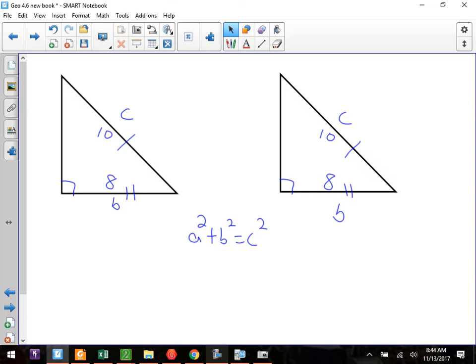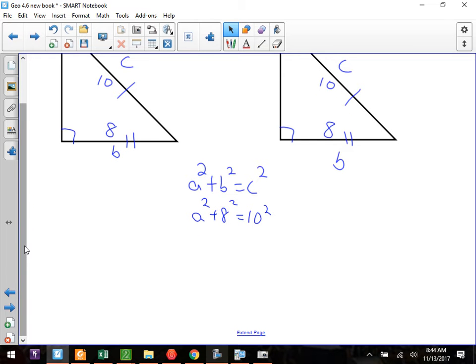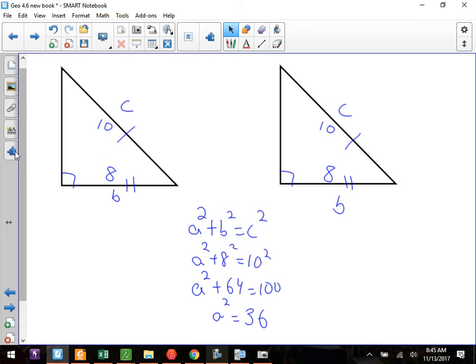Now, if I fill in the blanks here, I get a squared plus 8 squared is 10 squared. What's 8 squared? What's 10 squared? 100. So I get a squared plus 64 is 100. If I subtract 64 over, I get a squared equals 36. What's the square root of 36? 6. Now, doesn't that have to be 6 for both sides? Doesn't this have to be 6 here, and that means this has to be 6 as well?